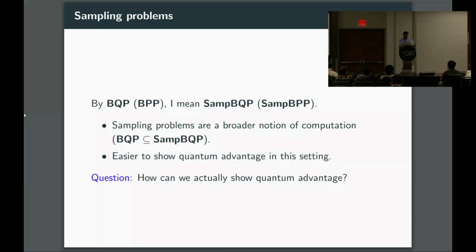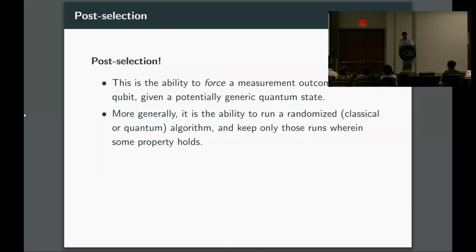The common strategy for showing it in the multiplicative error model is to use post-selection, right? Post-selection is the ability to force the measurement outcome on a qubit given some potentially generic quantum state in a single time step. To do this in a single time step is sort of non-physical. More generally, if you have some randomized algorithm, whether it's classical or quantum, it's the ability to somehow keep only those runs in which some particular property that you want holds.